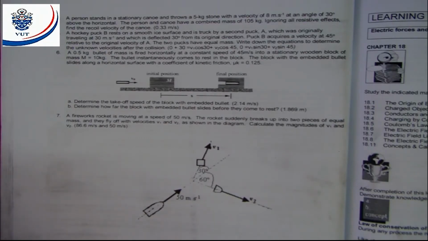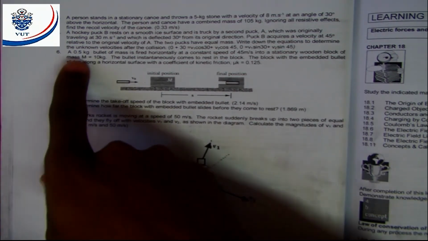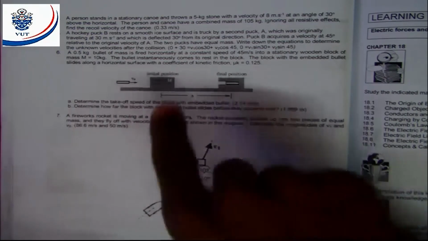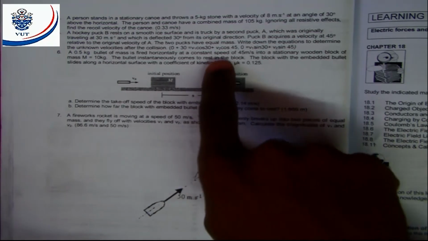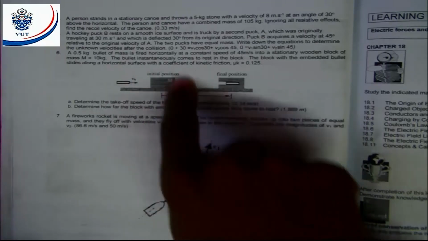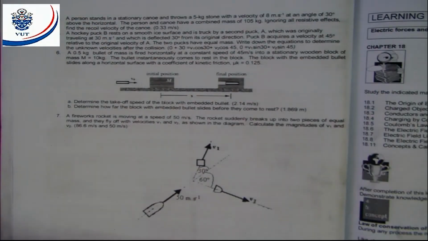Okay, so now let's look at question number 6. We are told we have a half kg bullet, so the half kg is the mass. It's fired horizontally at a speed v naught, which is 45 meters per second, at a stationary wooden block. The block is initially stationary and it has a mass of 10 kilograms. As soon as the bullet hits the block, it instantaneously stops. So that means they move together. As soon as the bullet hits the block, they start moving together.